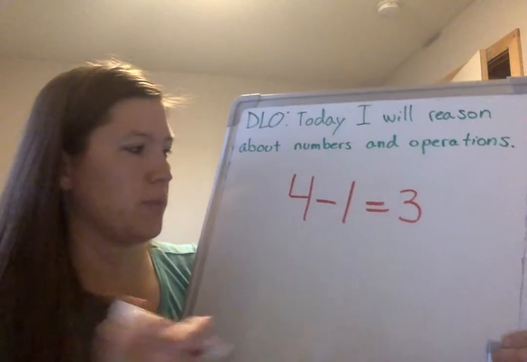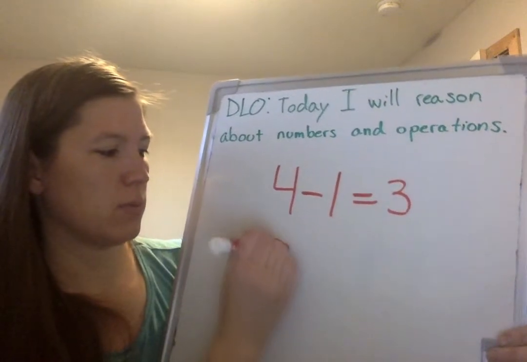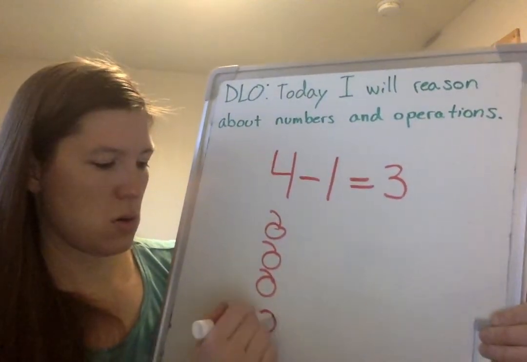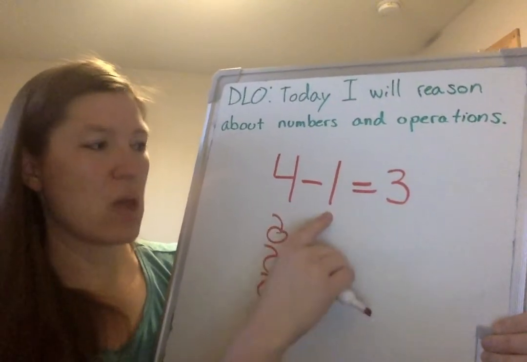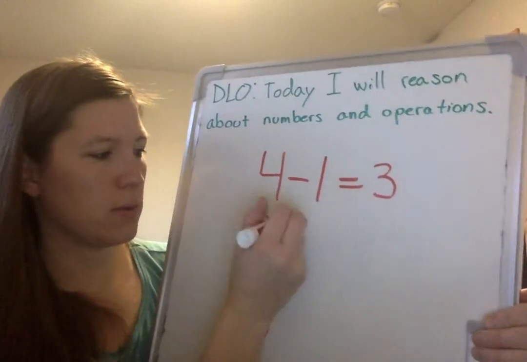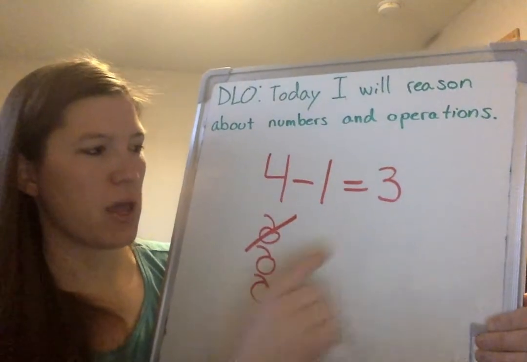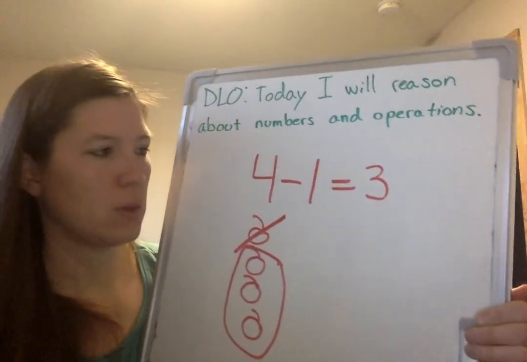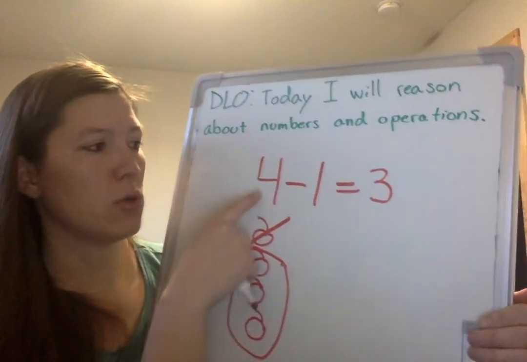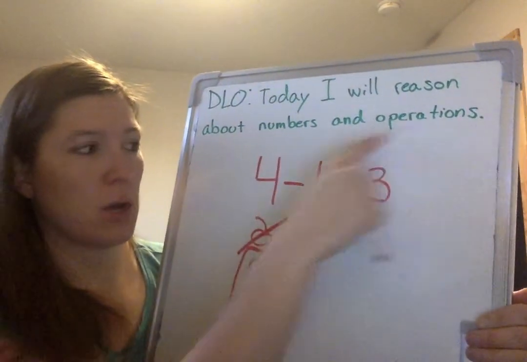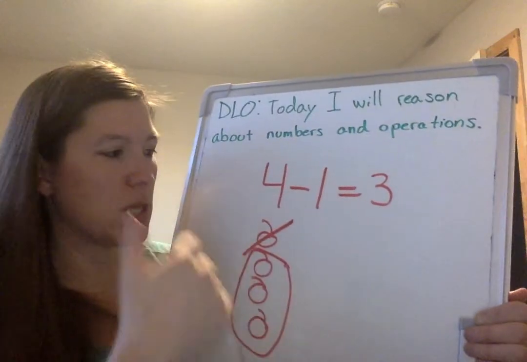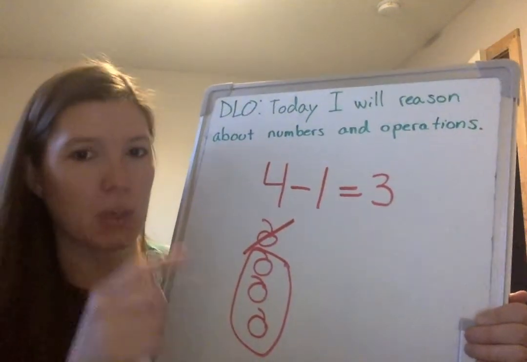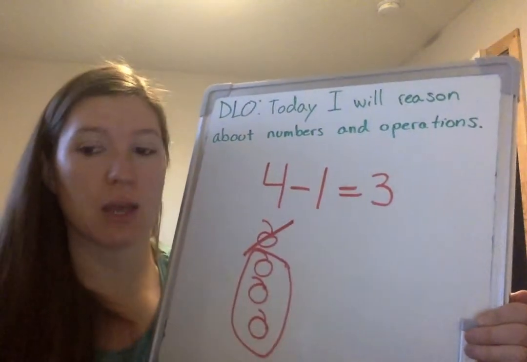Now I'll draw you a picture. I had 4 apples. 1, 2, 3, 4. I ate 1 apple, take away. Now I have 3 apples. I'm going to circle the group that I have left. I looked at my numbers, 4 and 1. I looked at my operation, minus means take away. I drew a picture, and I explained my story using those numbers and the operation.